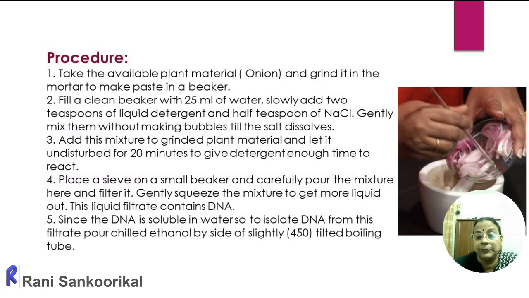Now I am explaining the procedure, then we will do the demonstration. First you have to take the available plant material. In the lab we are using onion, or you can use spinach or pineapple or banana, whichever material is available. You can grind or crush it with the help of a blender or with a mortar and pestle. In the lab we are mainly using the mortar and pestle. With the help of the mortar and pestle, the chopped onions can be crushed into small pieces.